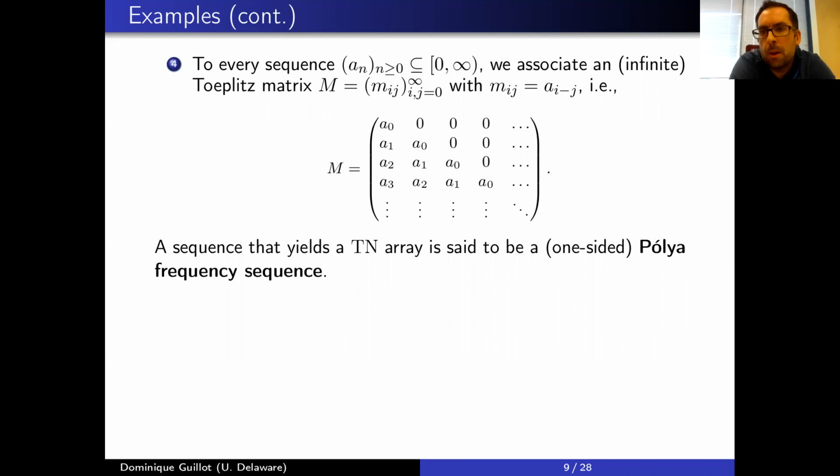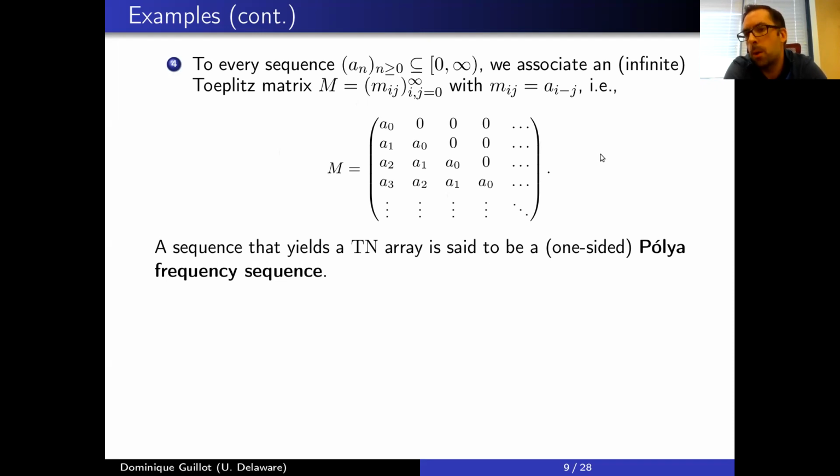Another important construction is the following. Suppose you take a sequence a_n of non-negative real numbers. Using that, I can build an infinite Toeplitz matrix as follows. The entry M_ij is simply a_{i-j}. So you get a Toeplitz matrix like that with zeros above the diagonal.